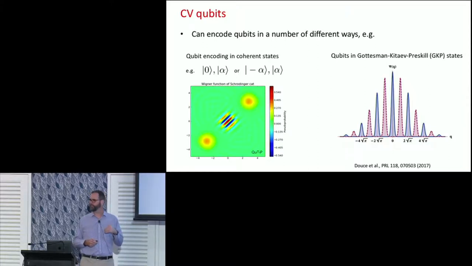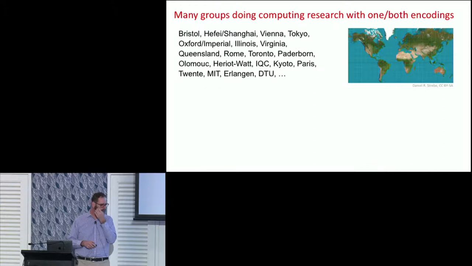I don't want to go into the technical details of all of these, but simply to say that if we think about this quadrature phase space, there are different ways of defining orthogonal states within the space which you can use as basis states for computing, and of course you can make superpositions of them.